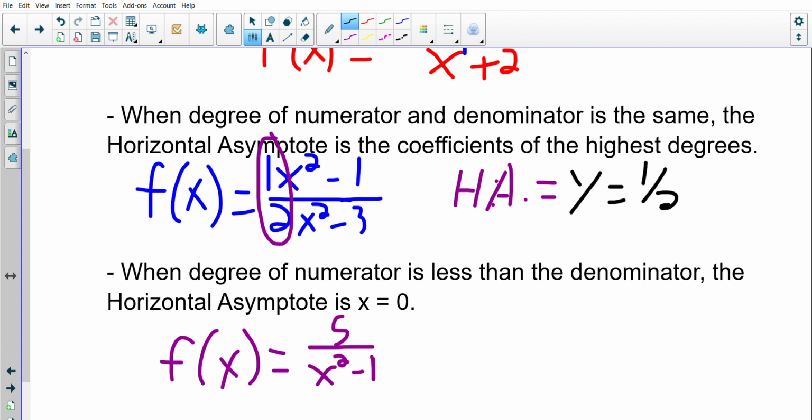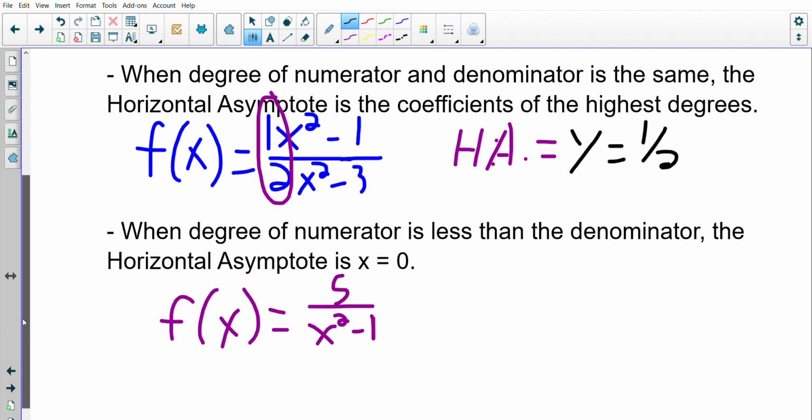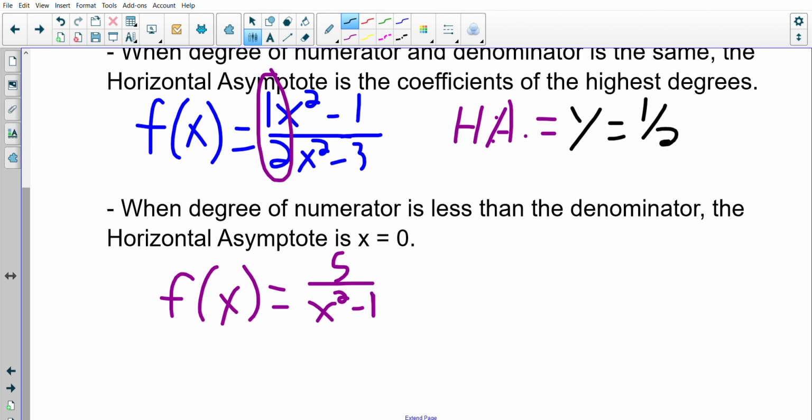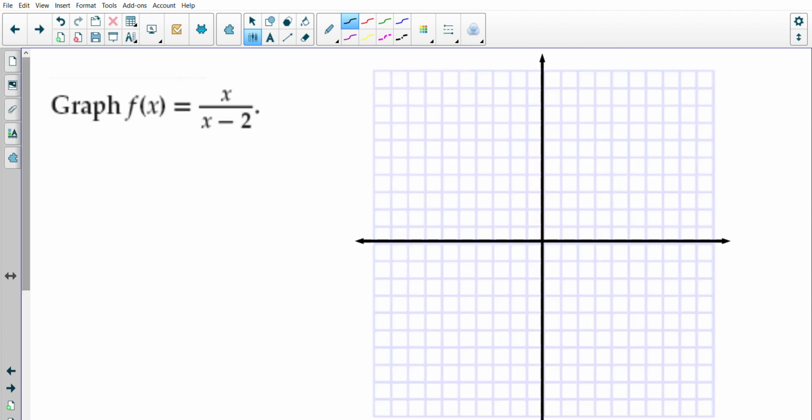Okay, and then when the degree of the numerator is less than the denominator, the horizontal asymptote is y equals 0. Okay, so in this case it's just 5, and the bottom is x squared minus 1, so our horizontal asymptote is y equals 0. All right, so graph f of x equals x over x minus 2.